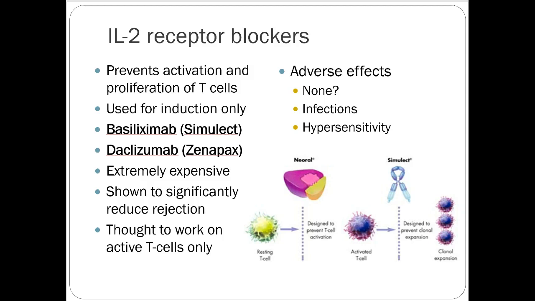In the grand scheme of a kidney or heart transplant, nothing. You know, we call these expensive as far as medication goes, but when we're talking about a transplant heart, that's what, I don't even know what that costs. Millions of dollars, probably. Who knows? I'd say at least $1 million. So extremely expensive, shown to significantly reduce rejection, thought to work on active T cells only.